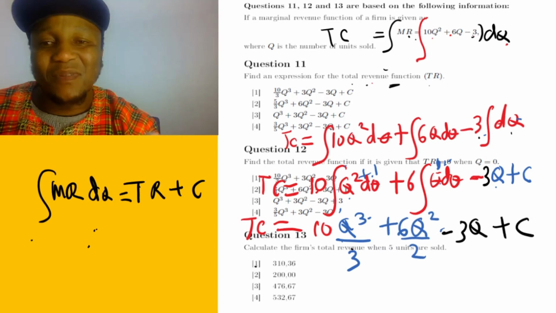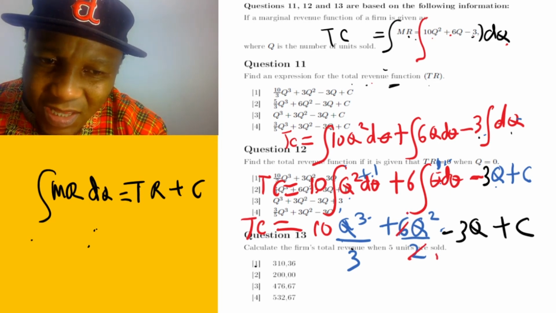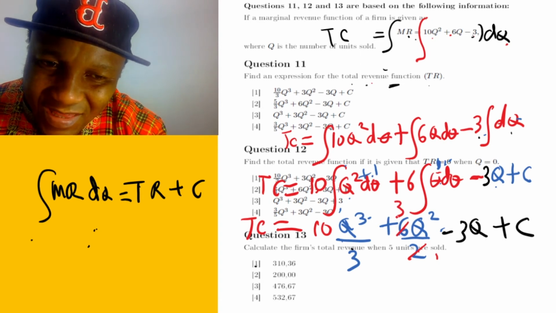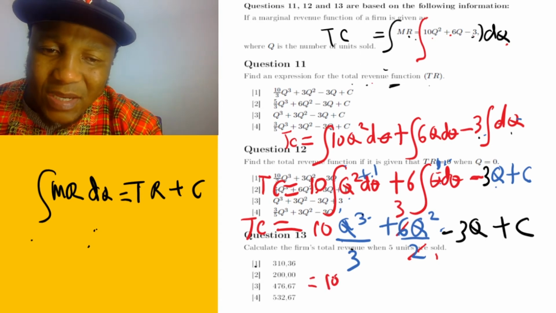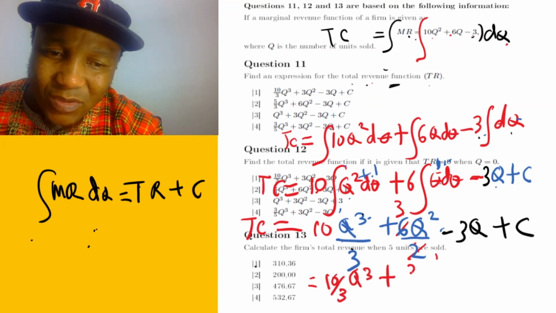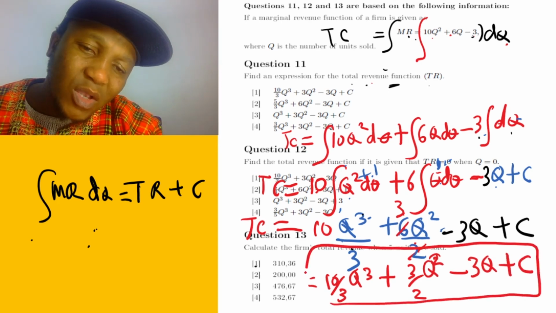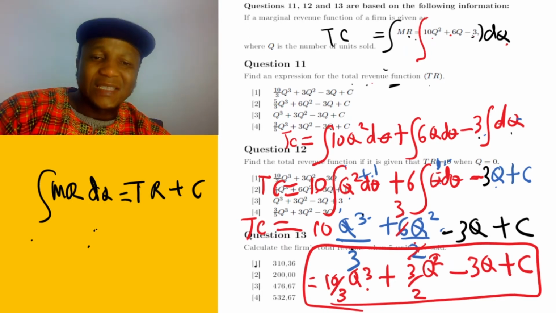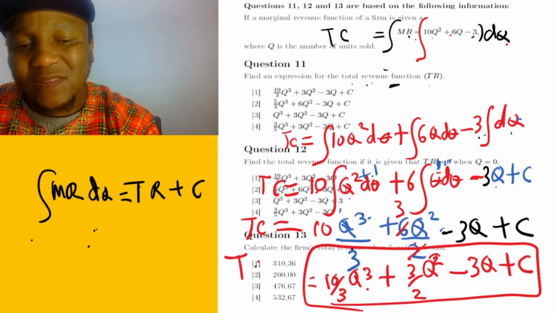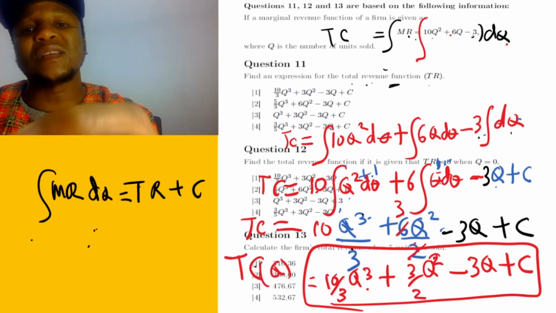So we can simplify further. Look, how many 2s in 6? 3. So finally, it's going to be 10 over 3 q cubed plus 3 over 2 q squared minus 3q plus c. So this is our total cost function. We can say the total cost, in terms of Q, equals that.